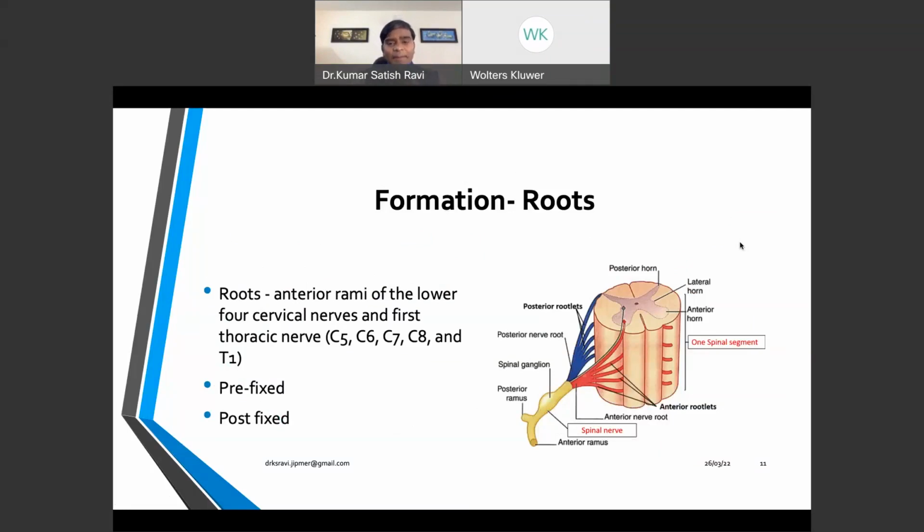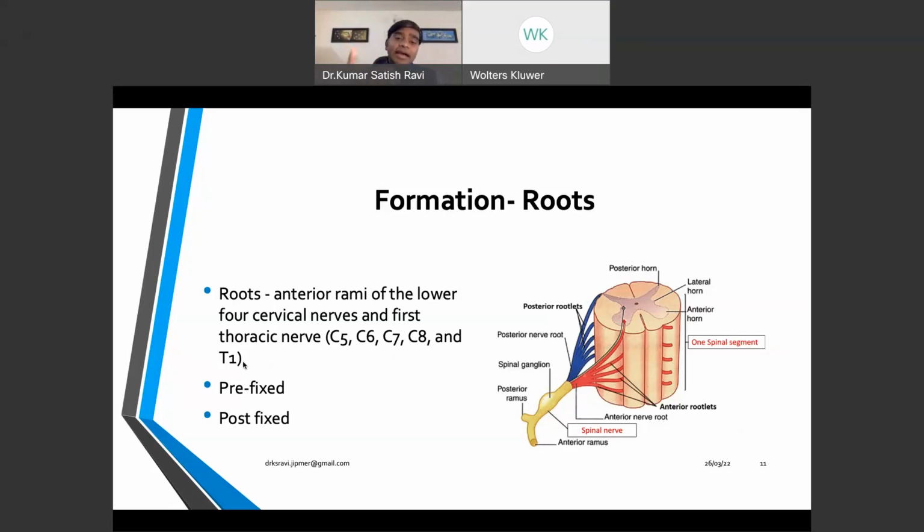Now, when we talk about the different roots, the ventral rami of C5 and C6 will form the upper trunk, whereas the ventral rami of C7 will continue as the middle trunk, whereas the ventral rami of C8 and T1 will form the lower trunk. So what I wanted to say over here is that the different roots will form the 3 trunks. What are those 3 trunks? The upper trunk, the middle trunk, and the lower trunk.